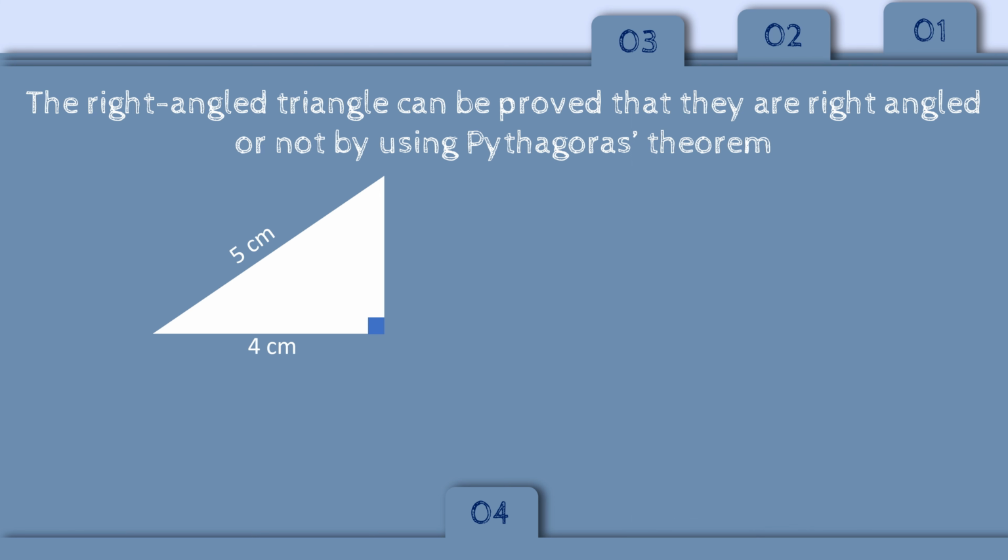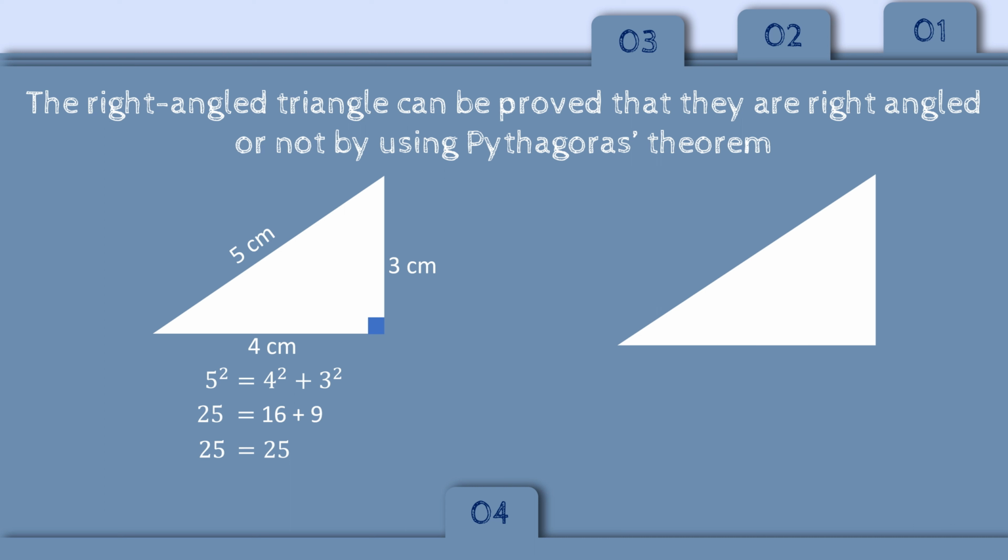If the sum of the squares of the perpendicular sides is equal to the square of the hypotenuse, we say the triangle is a right angled triangle. In this current example, we find that both sides are equal. So the triangle is a right angled triangle. In this other example, the square of the hypotenuse is not equal to the sum of the squares of the perpendicular sides. So according to the Pythagoras theorem, this is not a right angled triangle.